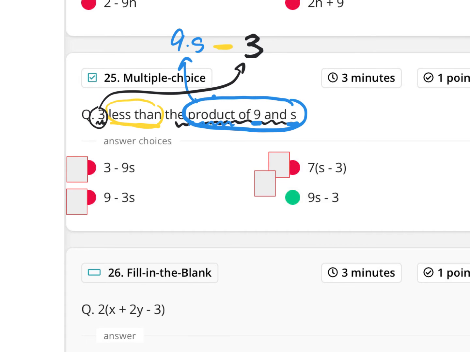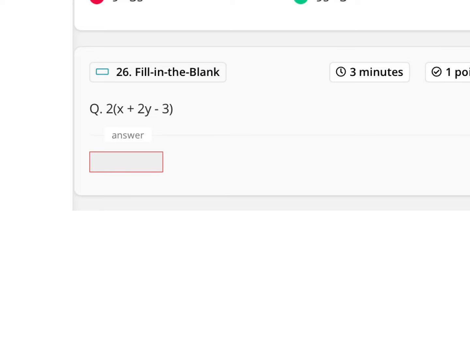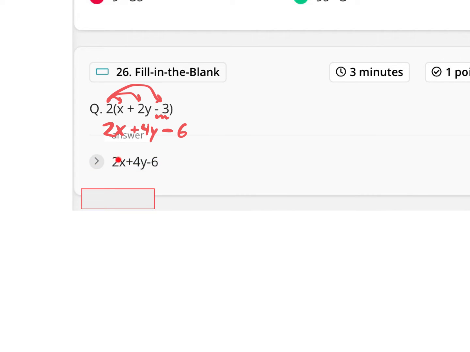Let's move on. This question is a simple distributive property question. We have parentheses with the multiplication of 2 on the outside. We're going to distribute that multiplication. 2 times x is 2x. 2 times 2y is 4y, and it is positive. And 2 times negative 3, that is a negative 6. So we put a minus 6 right there. Ladies and gentlemen, that is our answer: 2x plus 4y minus 6. You can't really combine any of those terms because they're not alike.